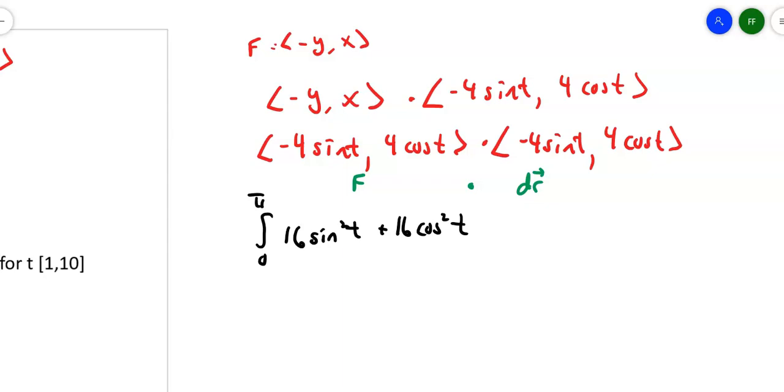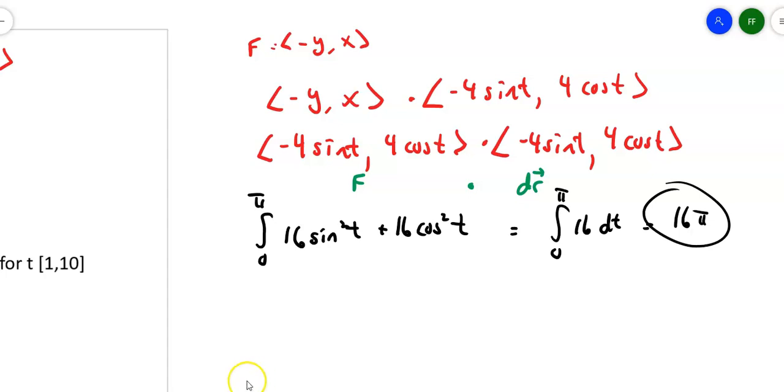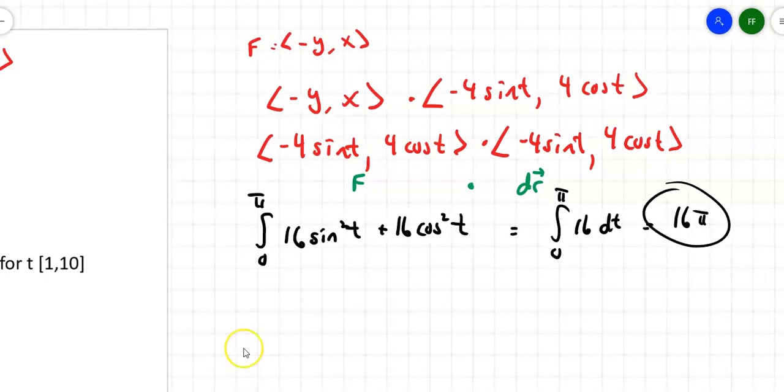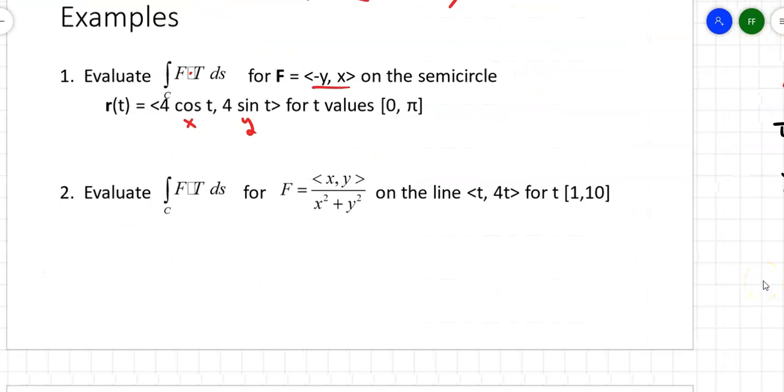Well, look how nicely this works out, right? Sine squared plus cosine squared is 1, so I'm actually just integrating from 0 to pi of 16 dt, which gives me 16 pi. All right, take a look at the other example here because it's a little bit more complicated.